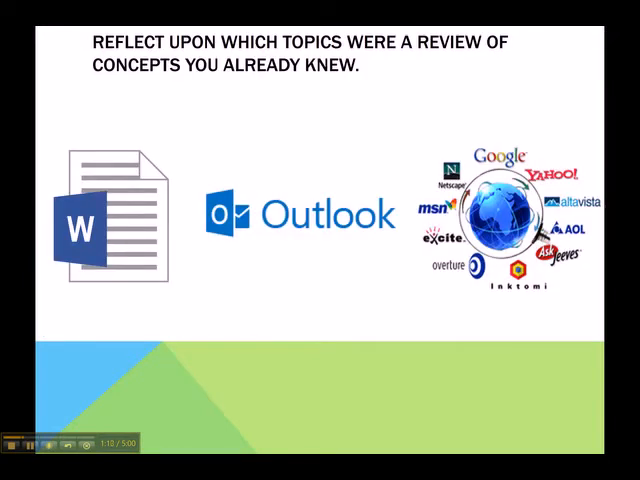Reflect upon which topics were a review of concepts you already knew. Some topics that reviewed what I already knew: week 4 was internet searches. This topic I was already quite familiar with, but I was informed of Google Scholar, which helped me find reliable sources for much of my schoolwork. Week 5, email and calendar functionality, I was already quite familiar with from work. And lastly, weeks 10 and 11 on word processing software such as Microsoft Word I was already quite familiar with for work as well.